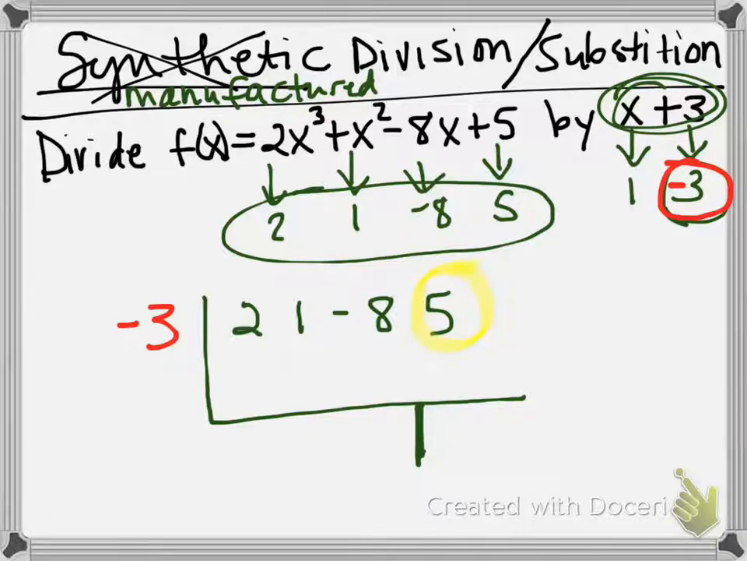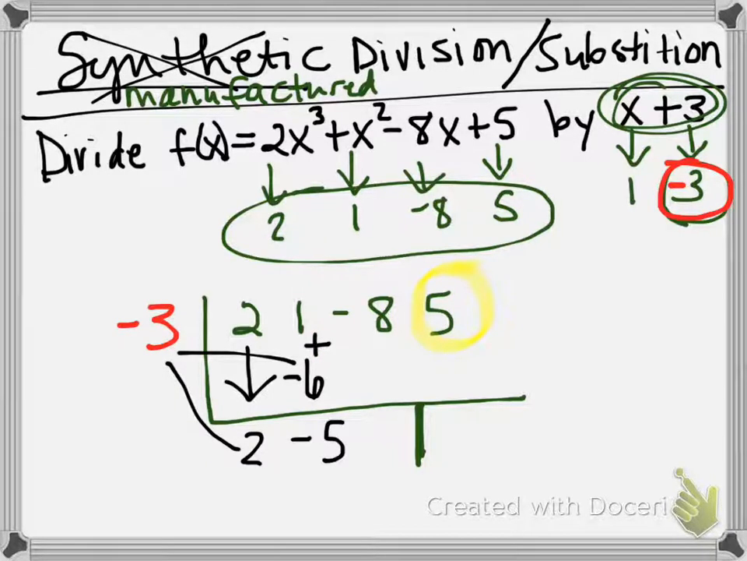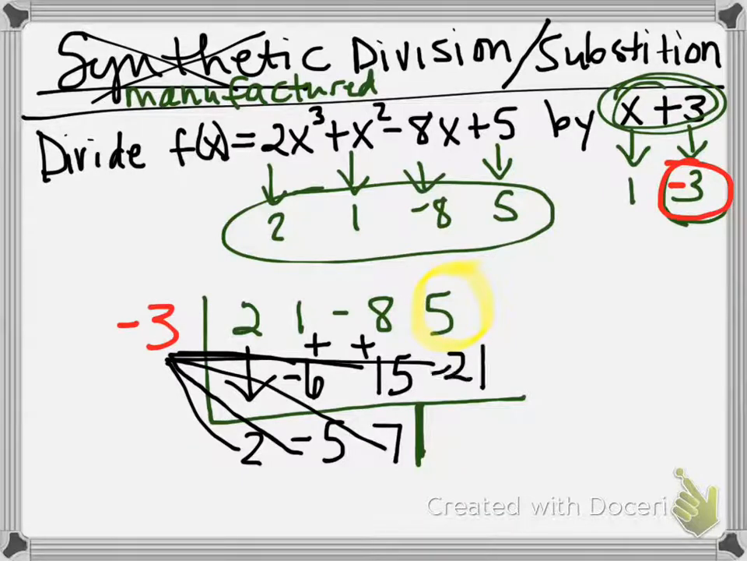And the process goes like this. Bring the first number down, multiply that number by negative 3, and put it right here. So 2 times negative 3 is negative 6. And then I'm going to add. 1 plus negative 6 is negative 5. And I'm going to multiply that, negative 5 times negative 3, and get 15. And add, which gives me positive 7. Then I'm going to do 7 times that negative 3, which is negative 21. And then I'm going to add. 5 plus negative 21 is negative 16.